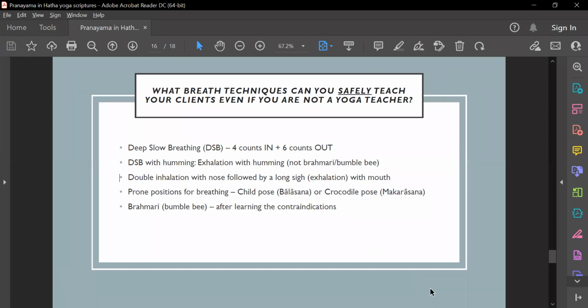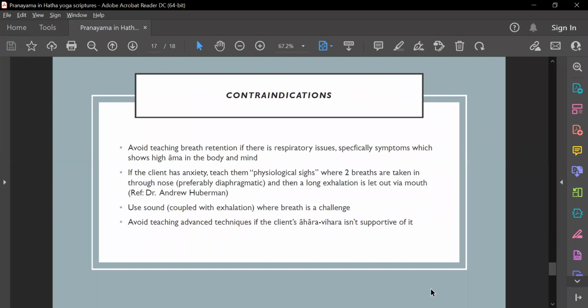Okay, the contraindications. So like I mentioned, if the person has any advanced psychological or mental disorders, I would avoid teaching techniques like Brahmari directly without any other supportive practices like stretching, prone breathing, shavasana, and so on. And also, if there are any respiratory issues, especially advanced respiratory issues, specifically symptoms which also show high ama in the body and mind, please avoid teaching the breath retention. Breath retention here also may cause more harm than good.